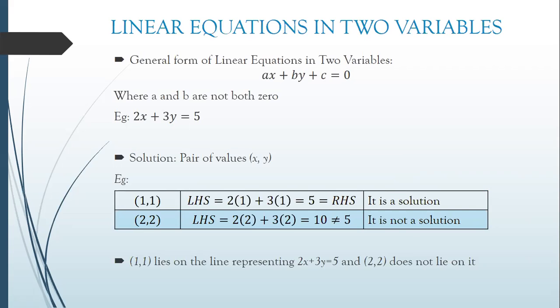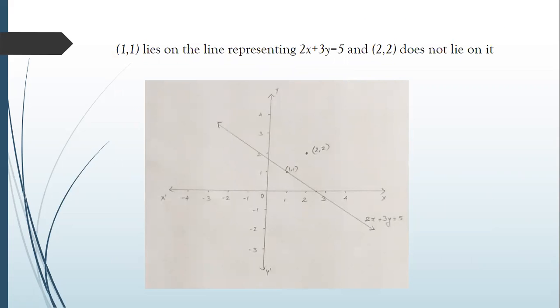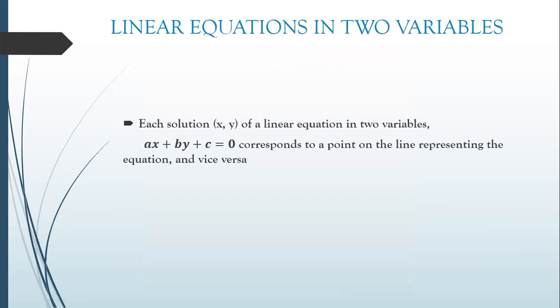So let us see. See, this is the graph of 2x plus 3y equal to 5. We have the line and the line passes through the point 1 1, but it does not pass through the point 2 2. So this is not a solution. So from this we can tell that all the points that lie on this line are the solution for this line. So each solution of a linear equation in two variables corresponds to a point on the line representing the equation and vice versa. That means every point is the solution.